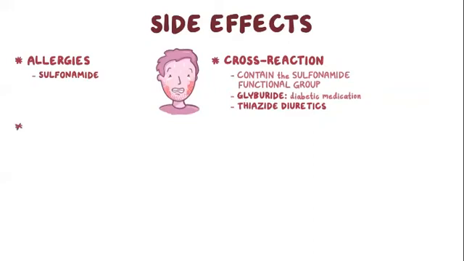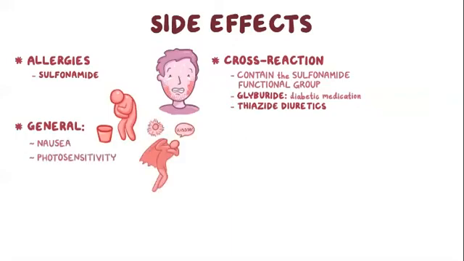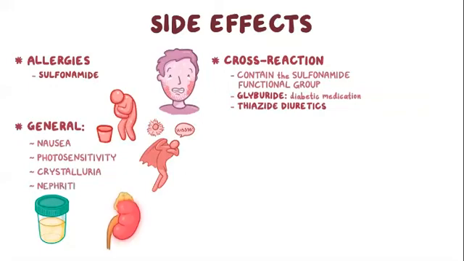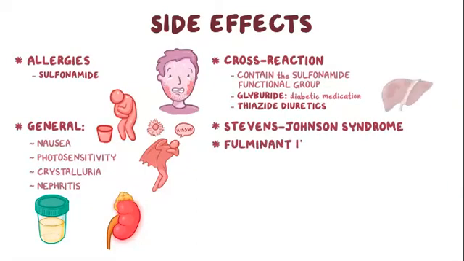Sulfonamides can also cause nonspecific gastrointestinal disturbances, such as nausea, and photosensitivity, or increased sensitivity to sunlight. In the kidneys, they can precipitate as crystals in the urine, causing crystalluria and nephritis. In rare cases, life-threatening conditions such as Stevens-Johnson syndrome, or SJS, and fulminant hepatic necrosis can occur.